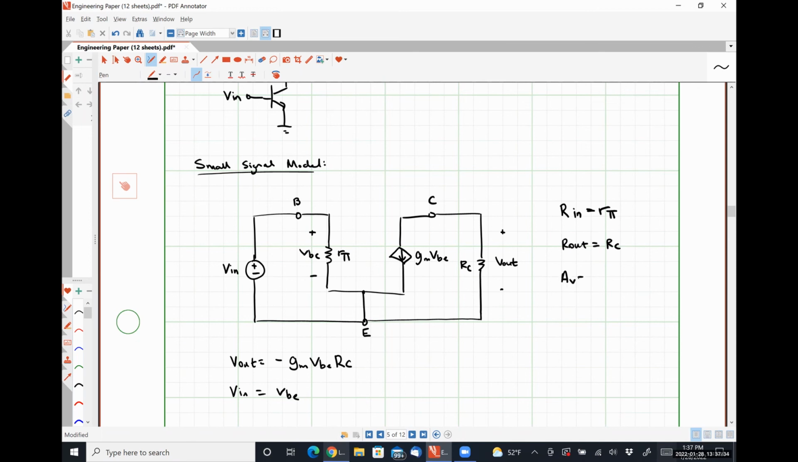So our voltage gain, which is just V out over V in, is negative GM RC. Congratulations, you've just done your first transistor amplifier circuit. It only gets harder from here.